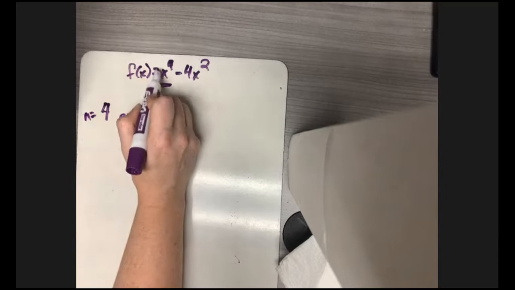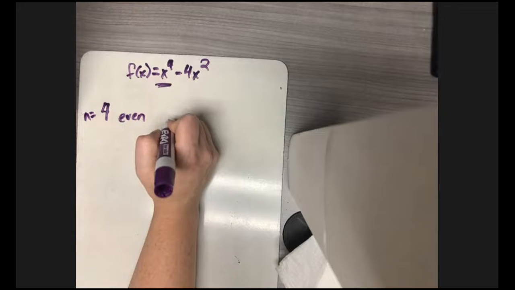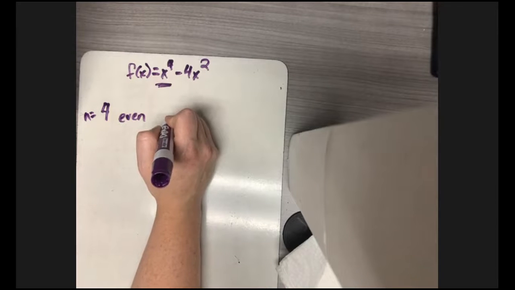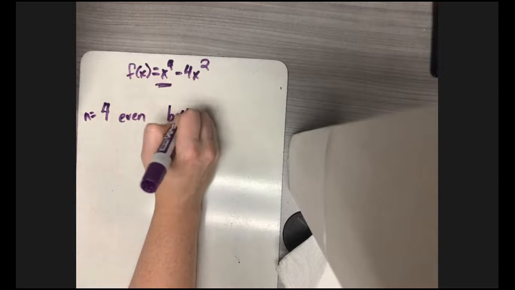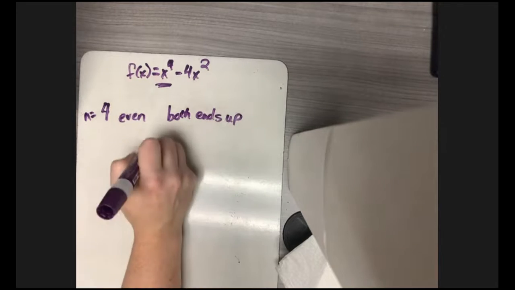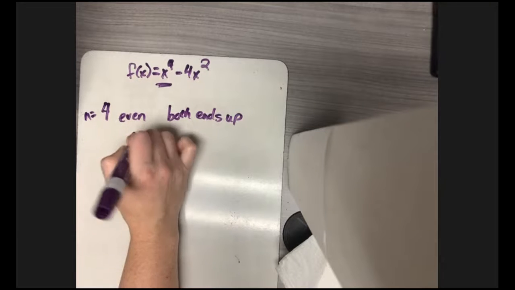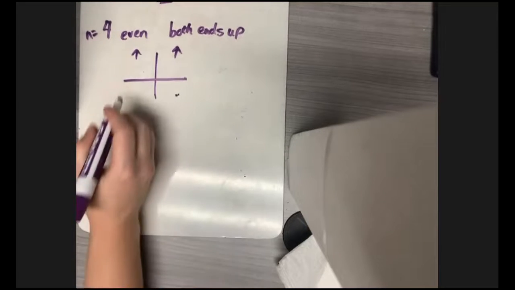Now, we take a look at the coefficient out front. There's not a number in front of here. So that means it's a 1. Our leading coefficient is 1, and that is positive. So that means both ends are going to be up since that's positive. Now, if I had to draw a pretty picture, I would just do something kind of like that. Okay, so now let's take a look at another example.